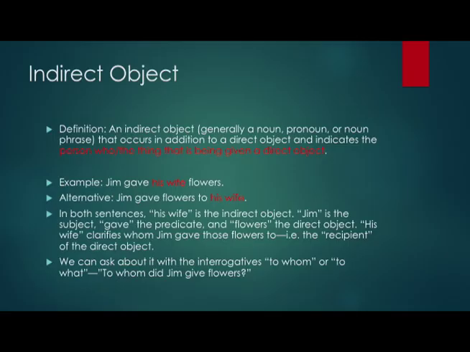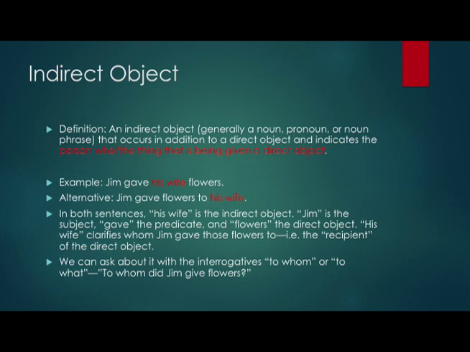Now, the indirect object, generally a noun or a pronoun or a noun phrase, occurs in addition to a direct object and indicates the person who or the thing that is being given a direct object. So again, an example is probably the most helpful thing. We have two examples here. The first one reads, Jim gave his wife flowers. The second one, Jim gave flowers to his wife. So in both sentences, his wife is the indirect object.